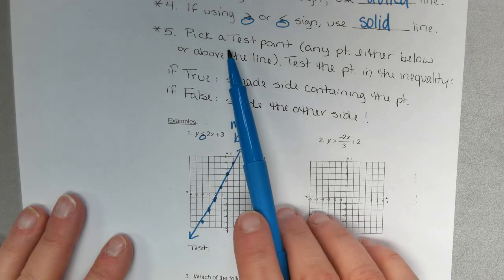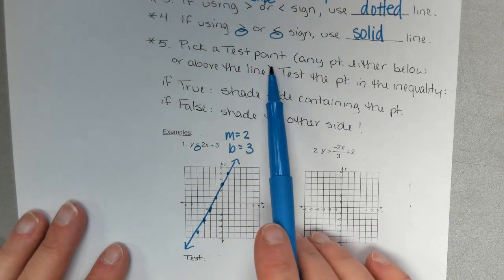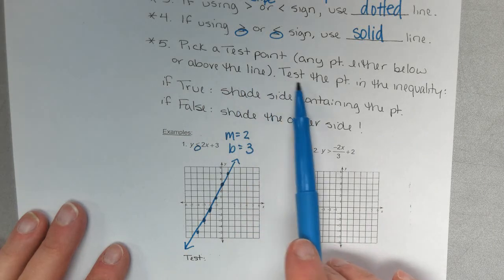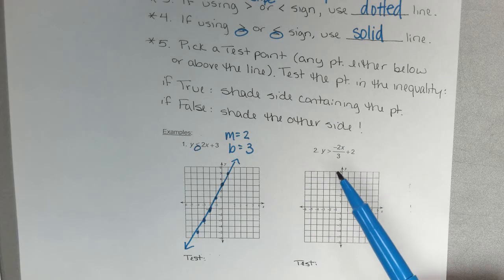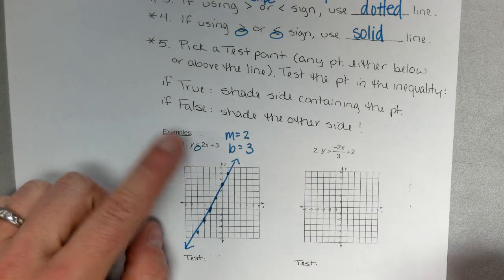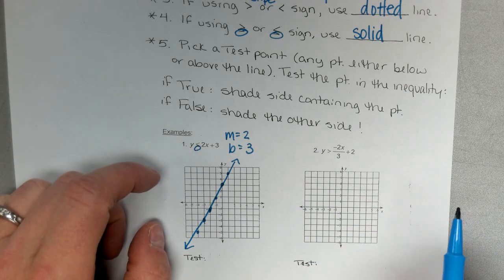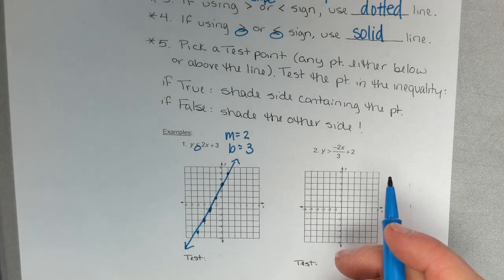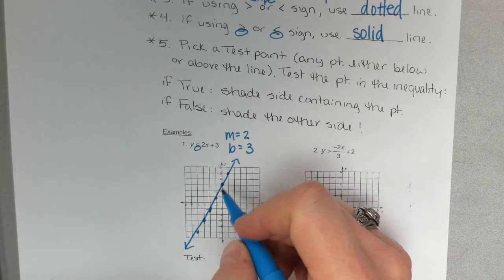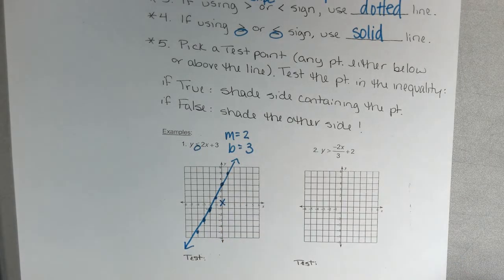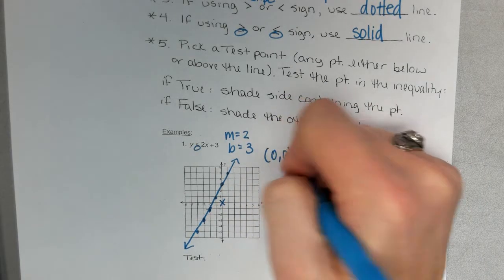But let's read number 5. Okay, so 5 wants us to pick a test point, any point either below or above the line. Test the point in the inequality. Okay, so we can't just assume that because it says less than, we shade everything less than. We need to pick a test point. It needs to be above or below the line. Okay, so because it's less than, we're going to go below the line. Let's just pick 0, 0. That's easy. This is our test point. Okay, our test point is 0, 0.